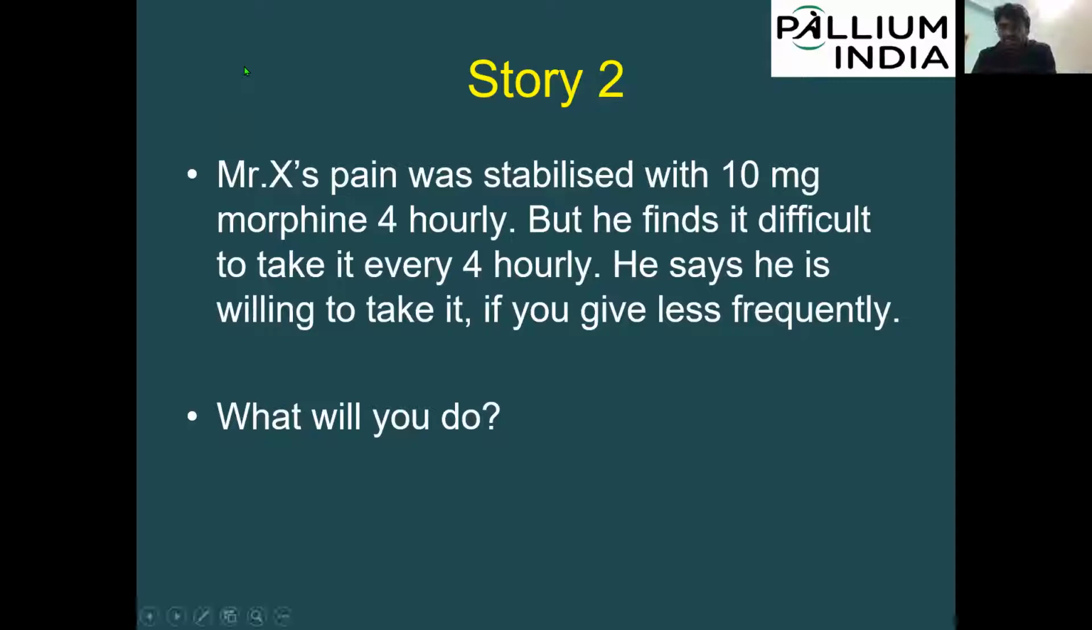Sir, we can go for the sustained release morphine if the patient can afford the cost. Or another one, sir, we can take another history of the patient, what kind of pain the patient has, other than somatic, if the patient has neuropathic pain, we can add some adjuvant to this.